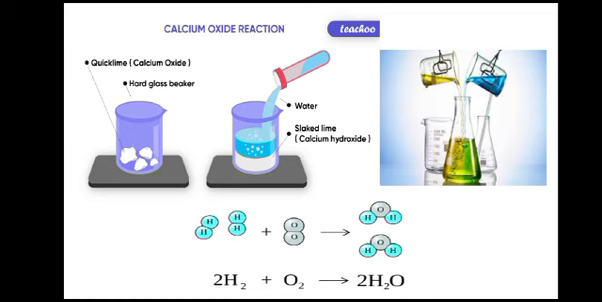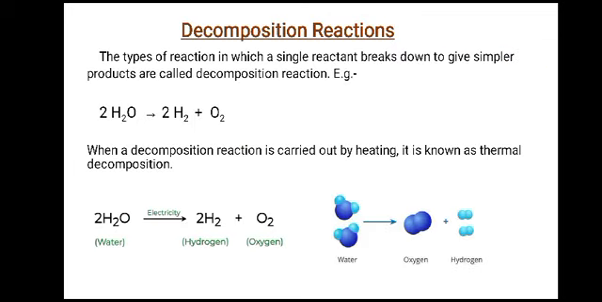Here I represent diagrammatically the calcium oxide reaction, and the second image shows two different colors, in which the color change indicates the reaction is done, and the next image indicates two hydrogen molecules when reacted with an oxygen molecule give a water molecule. Next reaction is decomposition reaction.